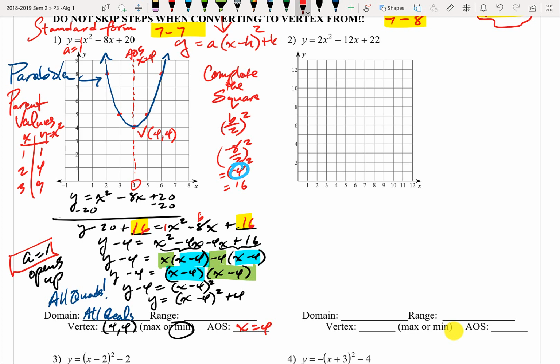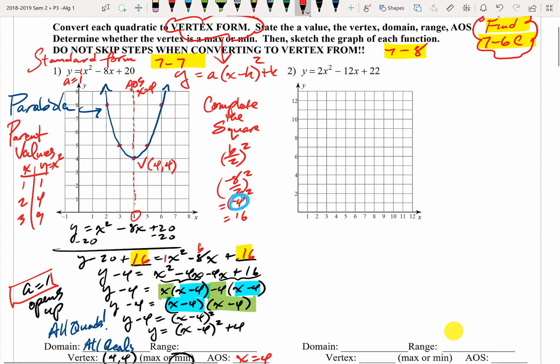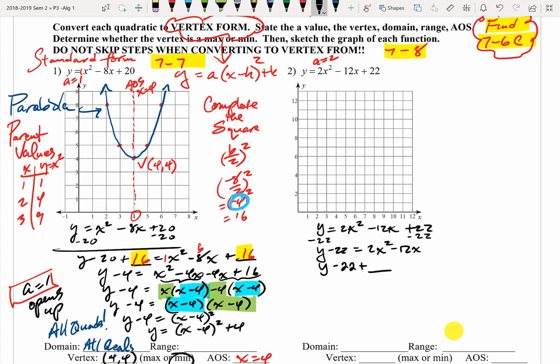Okay, so now A is 2. So switch to section 7, 8 in your notes. Over here we have y equals 2x squared minus 12x plus 22, and you got to subtract 22 to start, just like I did on the previous one, and we have y minus 22 is equal to 2x squared minus 12x. Now, since a is 2, you got to factor it out, because you can't complete the square if the lead coefficient is not 1, and it's not 1, it's 2.